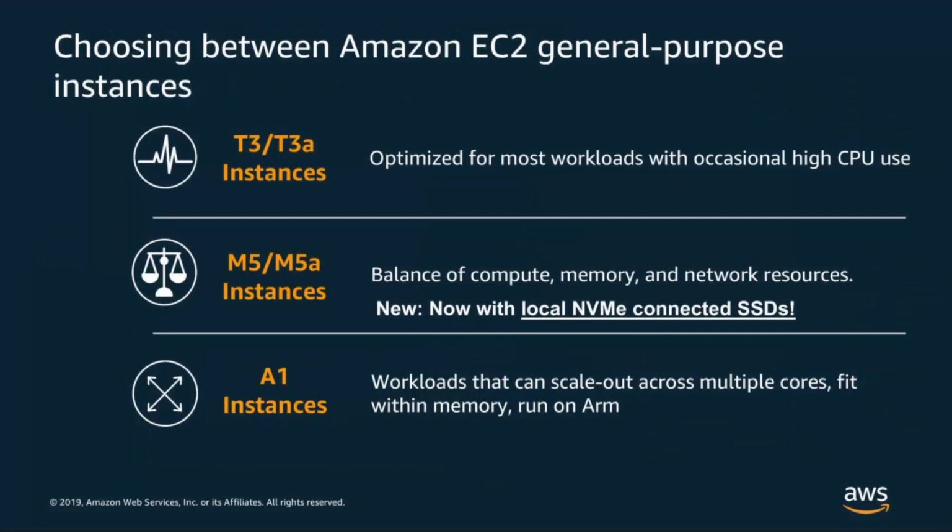So choosing between our general purpose instances. So T3, T3a, which we just covered. These are optimized for a lot of workloads that really only need occasional high CPU usage. And in that family, we also have Intel and AMD EPYC options. M5, M5a, this is where you get a balance of compute, memory, and network with fixed CPU resources so you can burst 100% of the time. This is where you also have an AMD and Intel version. And then workloads that can scale out across multiple cores that fit within the memory can run on ARM should be leveraging our A1 instances as another option to evaluate.